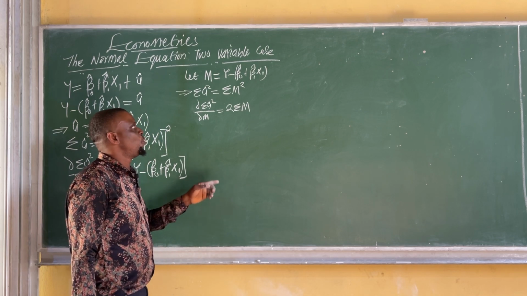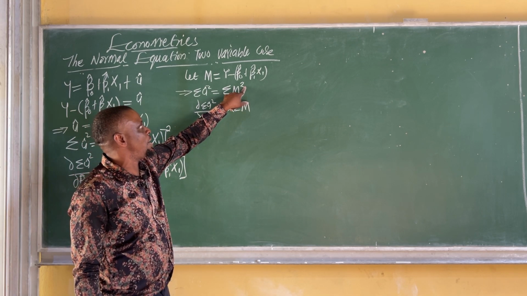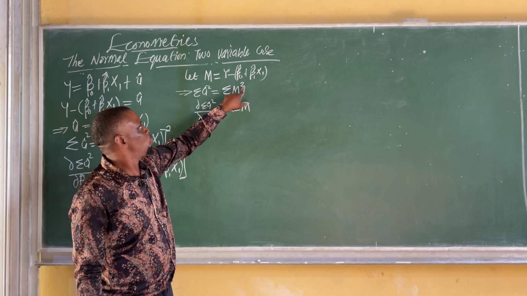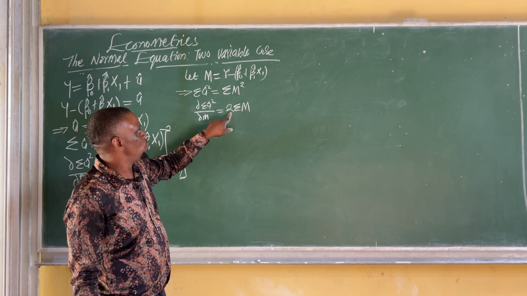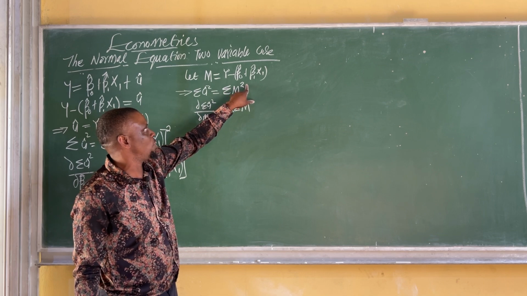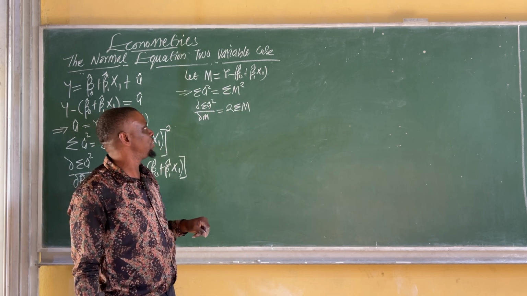Now, why is it so? In our differentiation, we multiply the power by the coefficient and reduce the power by 1. So 2 times 1, the coefficient here is 1. 2 times 1 will be 2. Then we have summation of m, which is this. Raised to power 2 minus 1 will be 1. So this is raised to power 1, but we don't need to write the 1.